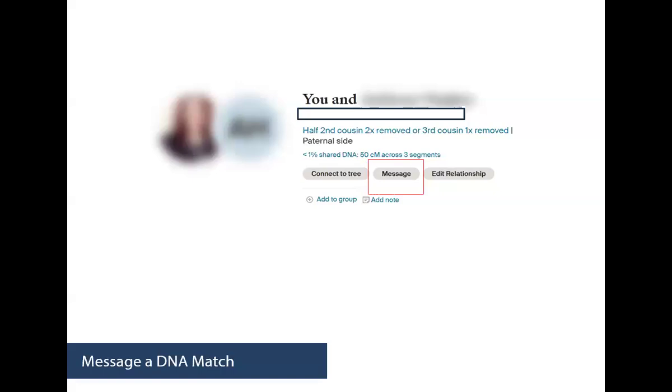So I may want to say like, "Hi, I noticed that we are approximately half second cousin twice removed, a third cousin once removed. And this is on my father's side. I notice you have a McKenna line with ties to County Monaghan, and I'd like to look into this further with you."